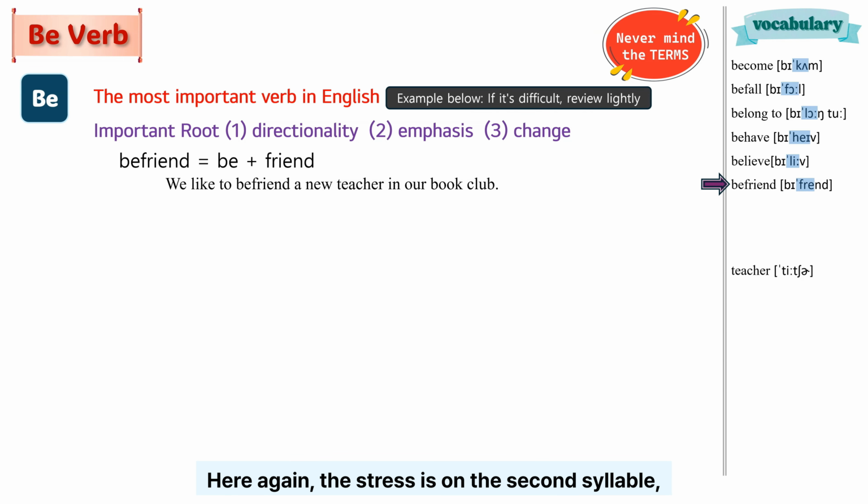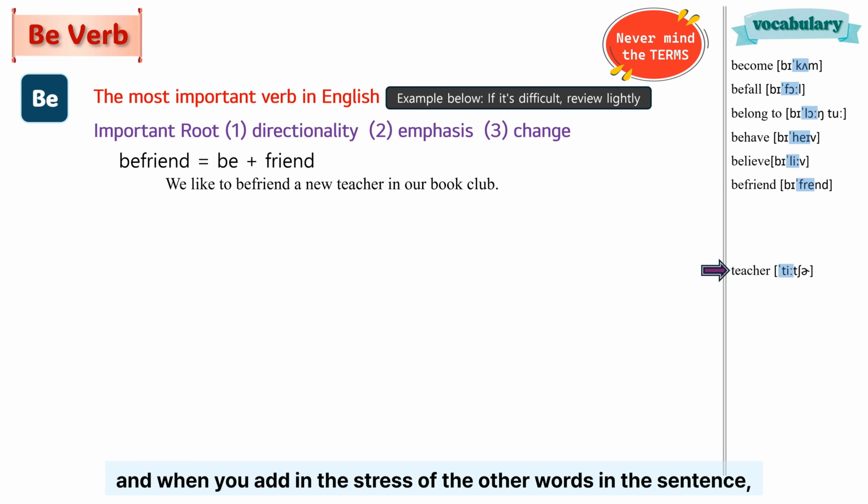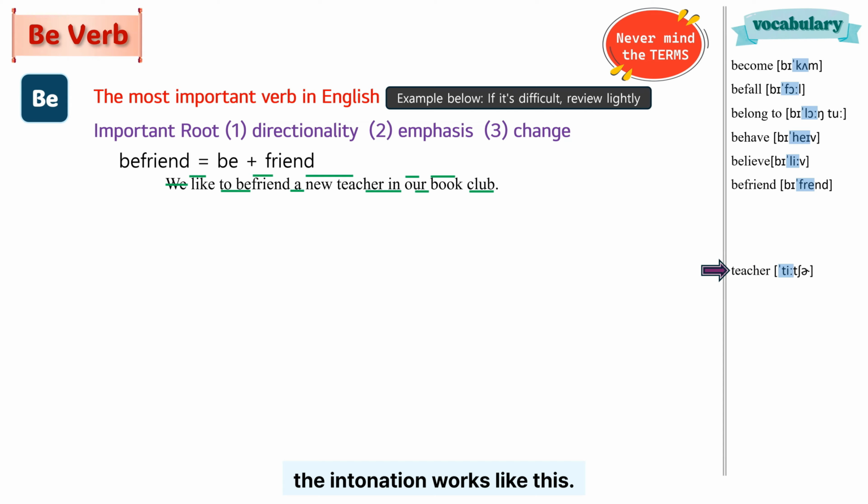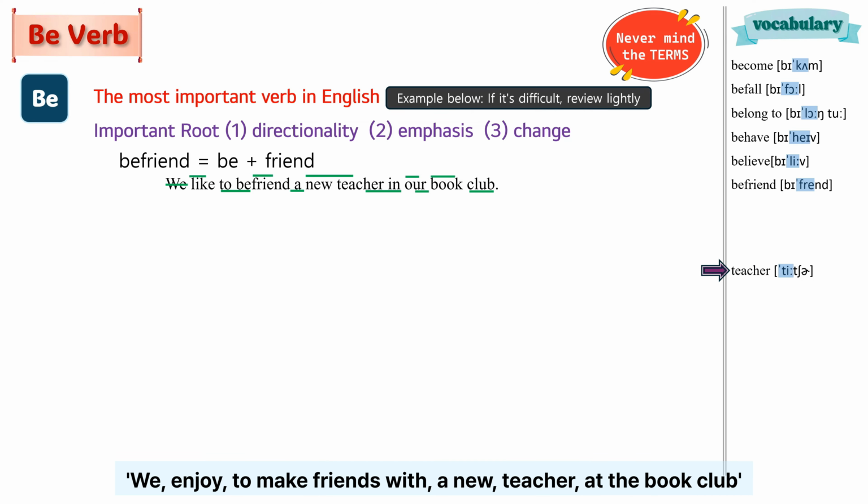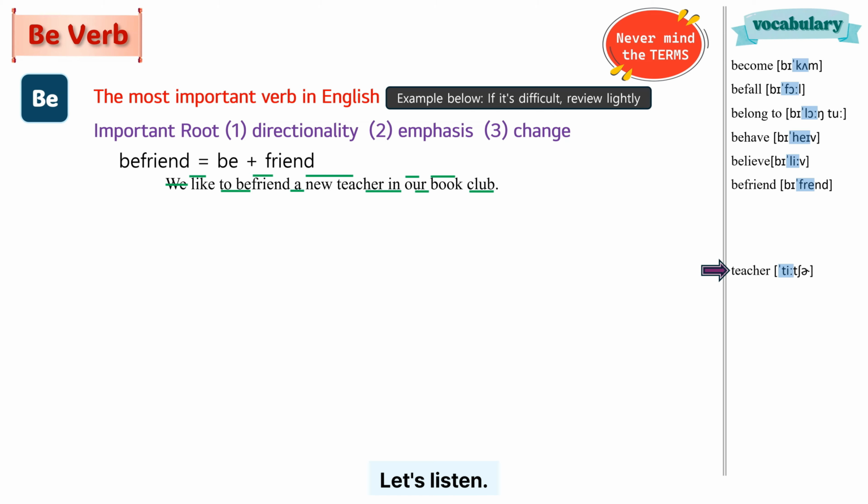Here again, the stress is on the second syllable, and when you add in the stress of the other words in the sentence, the intonation works like this. We enjoy to make friends with a new teacher at the book club. It's okay, right? Let's listen. We like to befriend a new teacher in our book club.